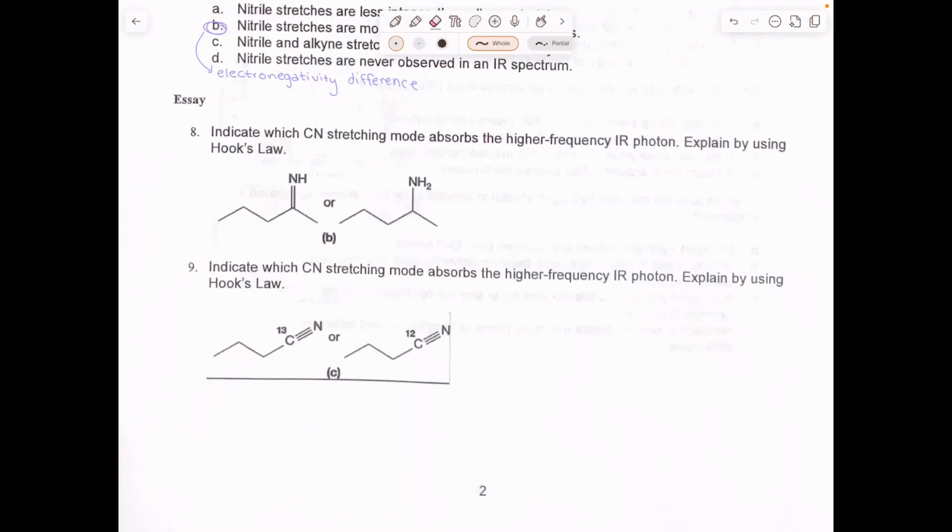So this is the second video for the IR part 3 through 7 worksheet, so this will go over the first 3 free response questions. So number 8, indicate which CN stretching mode absorbs the higher frequency IR photon, explained by using Hooke's law. So first let's look at the two molecules.